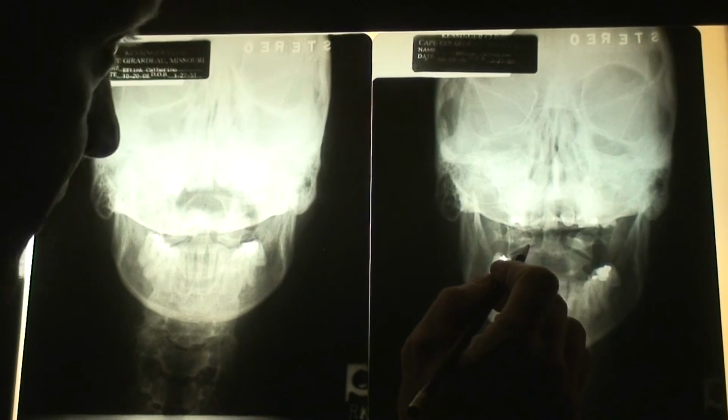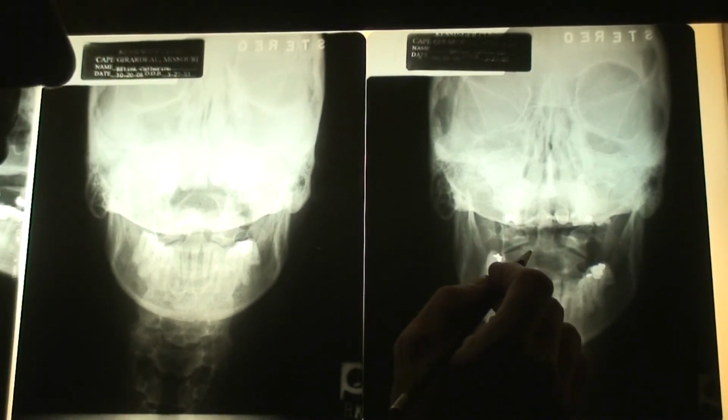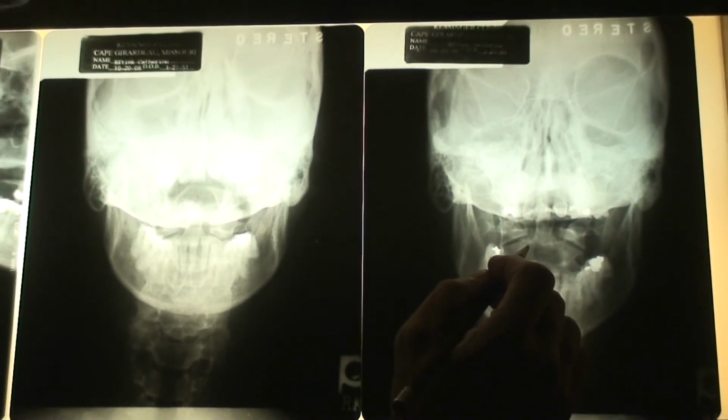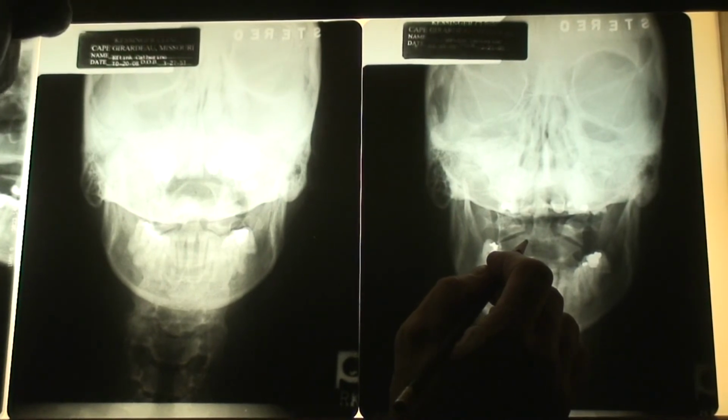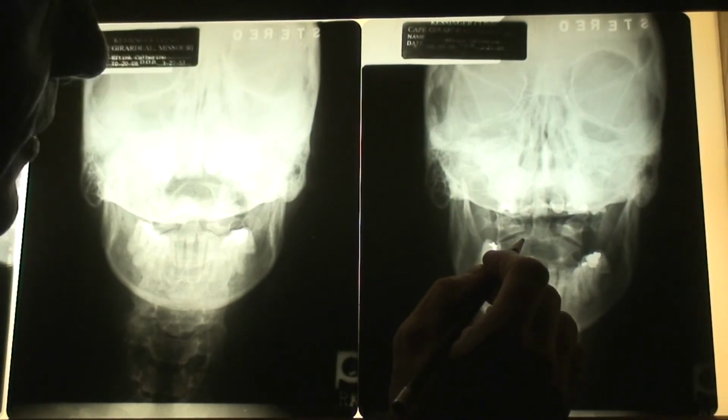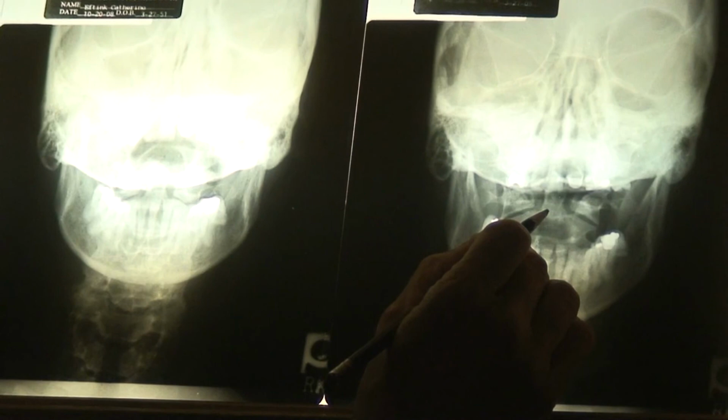This patient was adjusted as an ASL. You do not see the lateral here, but it was an anterior superior with left laterality of the atlas. That was the successful listing in this case.